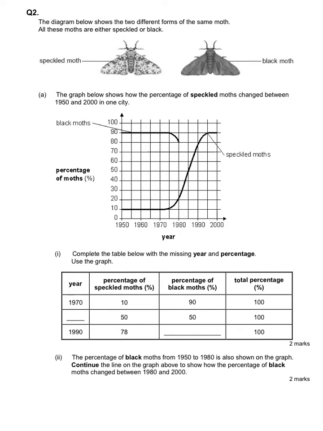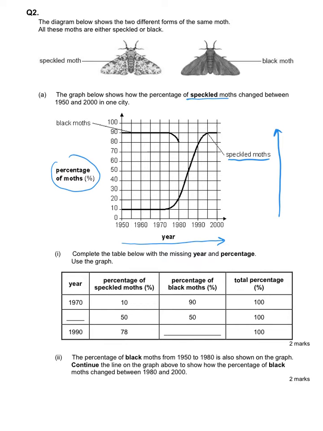Okay, this question is about populations and the interdependence of different forms of the same moth, the speckled moth or the black moth. And then we begin with a graph. The graph below shows how the percentage of speckled moths changed between 1950 and 2000 in one city. And so we are looking at the speckled moth population here, and that is this line. And that's all been completed for us, and we can see that as time goes by, that's the x-axis here, broadly speaking, the percentage of speckled moths, because that's what the y-axis is, is increasing, but it isn't increasing regularly.